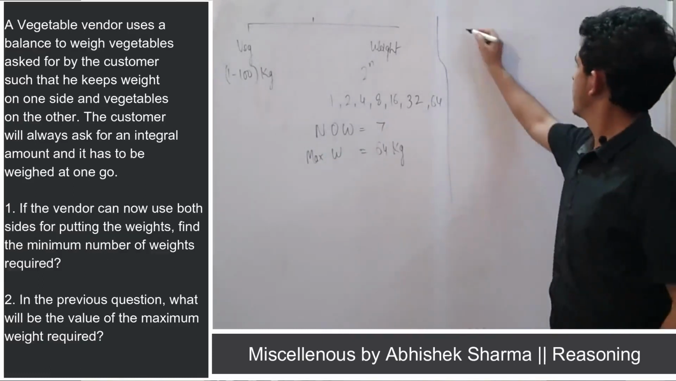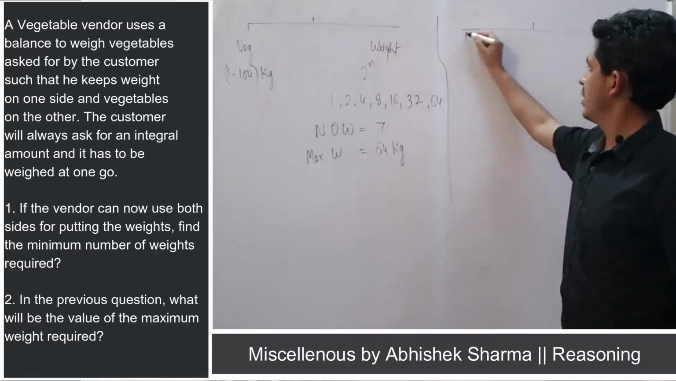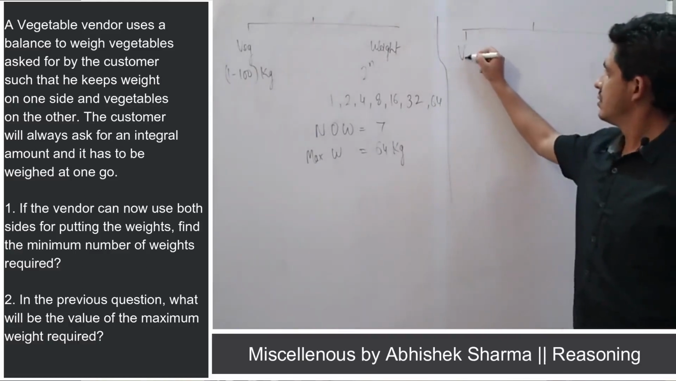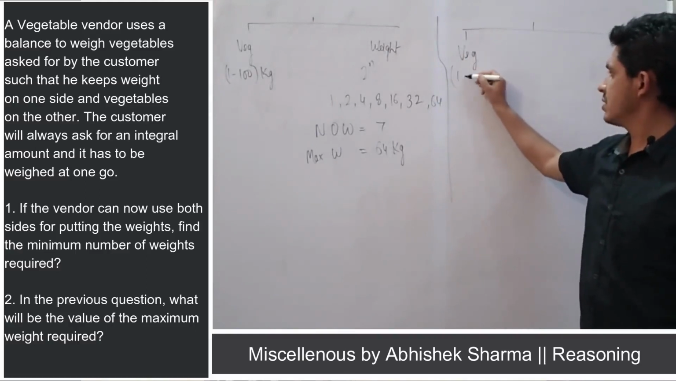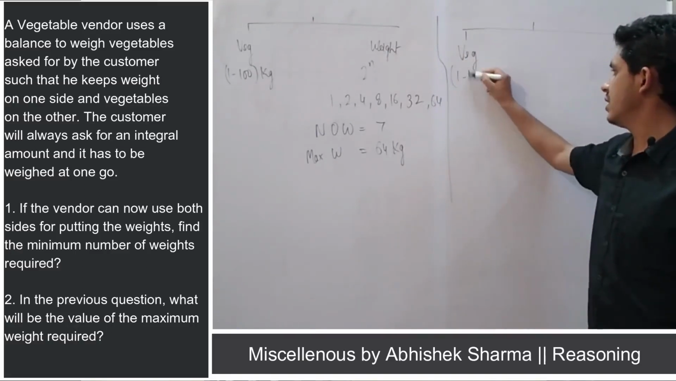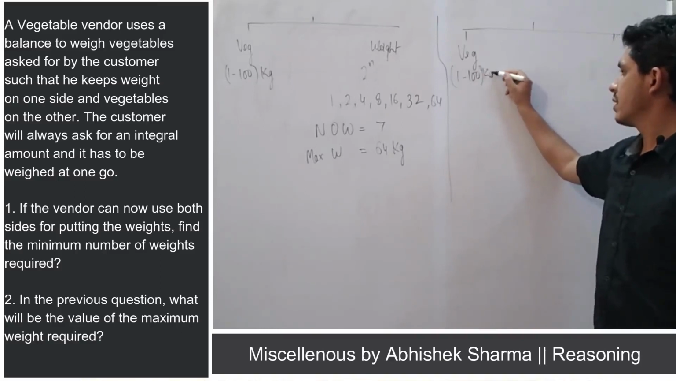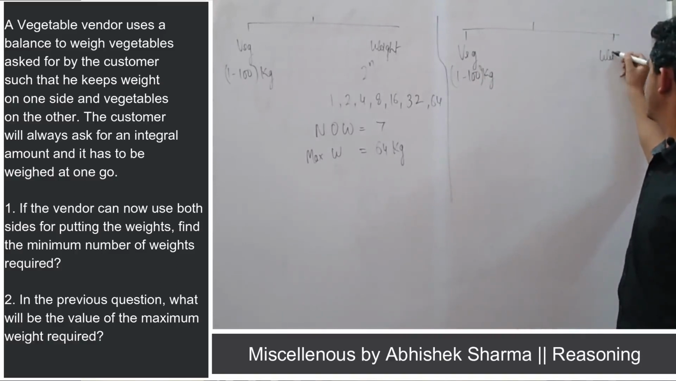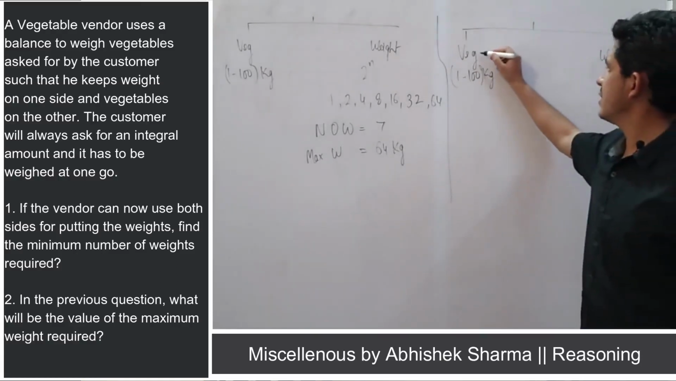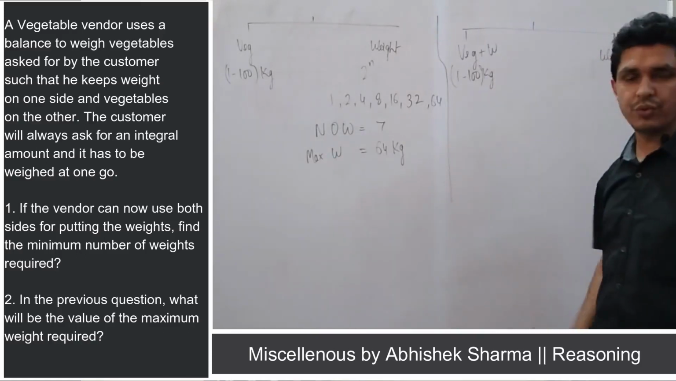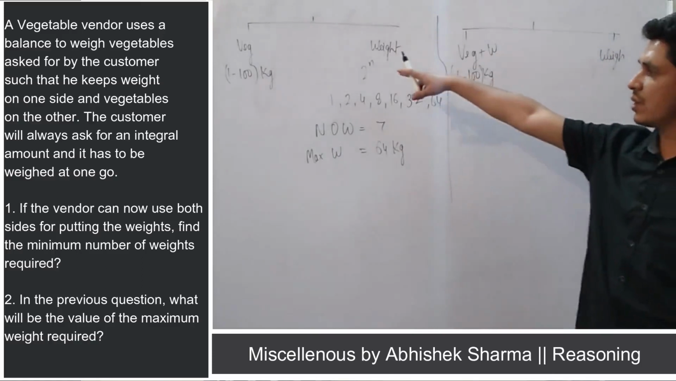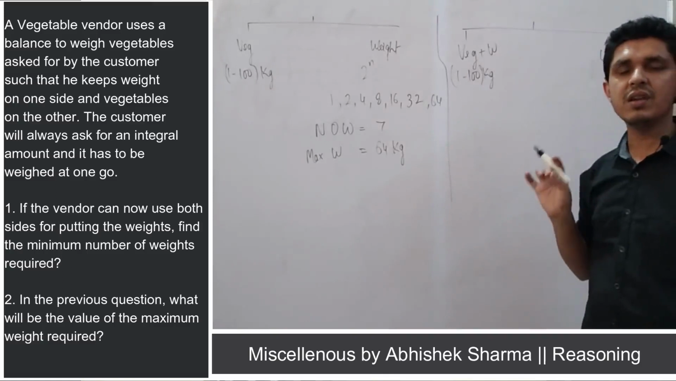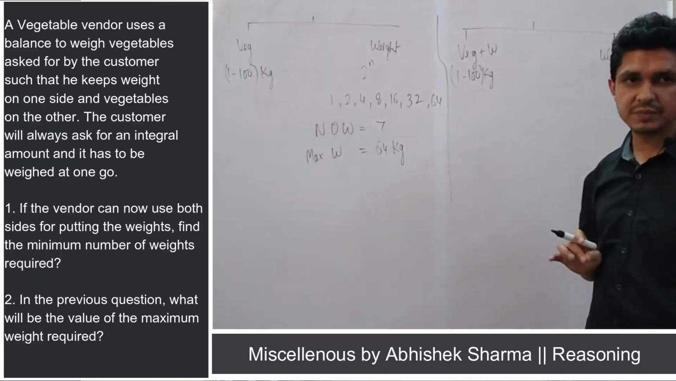This scenario is a vegetable vendor uses the balance to measure the weight. The vegetable is 1 to 100 kg, right? And he has to put weight on one side and on the second side he can use vegetable and weight both, right? In this scenario he was using only vegetable on one side, but in this scenario he is using vegetable and weight both the sides.